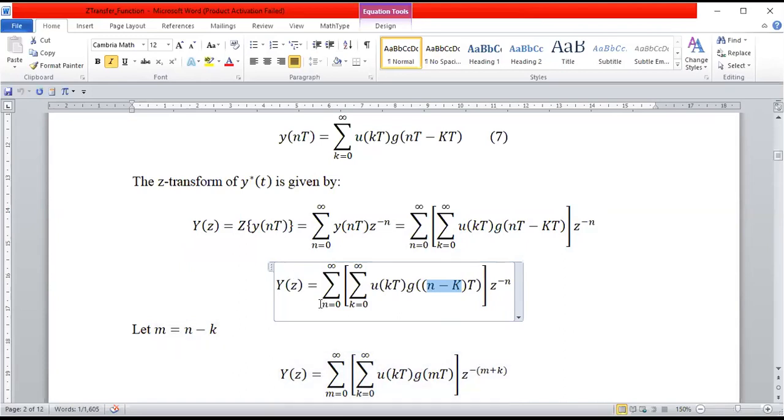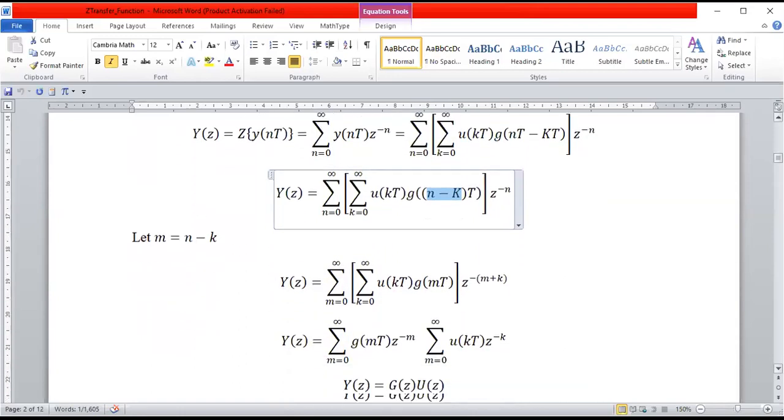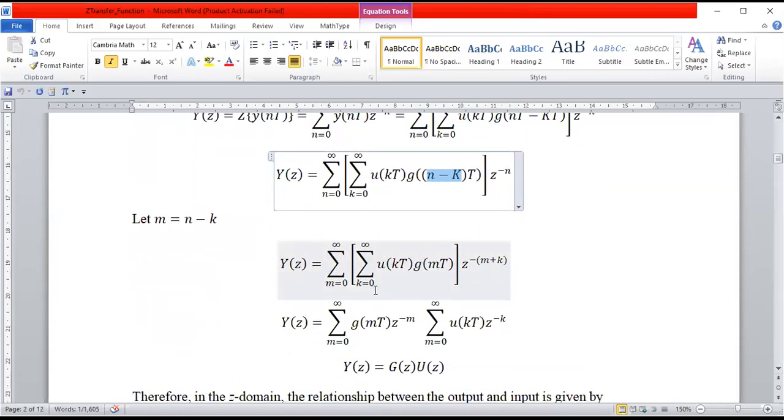So for this n, n is equal to 0 and k is equal to 0, so m is going to be equal to 0. In place of this n, we replace it with m. That's what we simply did. Now the final step here is to separate the m from the k.